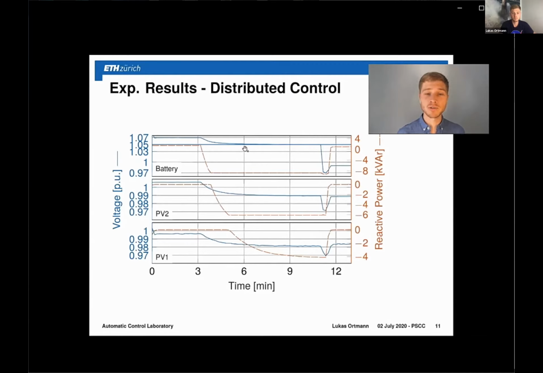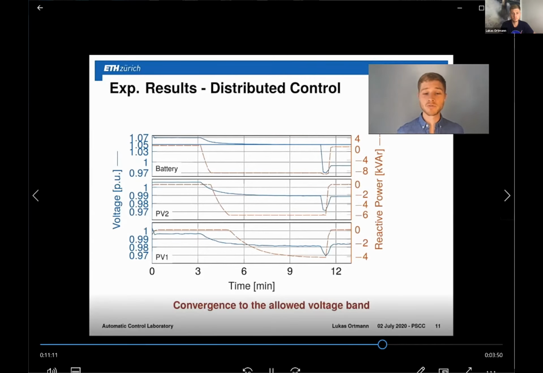and as long as there is a voltage violation at the battery, the reactive power is going to go down until at some point we're going to converge exactly to the voltage limit. Once we step the active power of the battery back to 0, the voltage of the battery is going to go down, and also all the reactive power set points of the inverters are going to go back to 0 because there is no need for voltage regulation. And so we have convergence to the allowed voltage band, which is exactly what we're looking for.